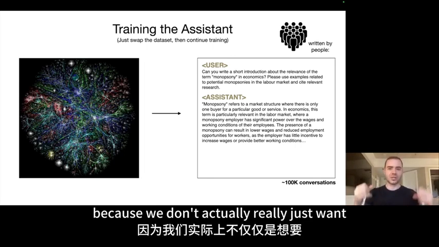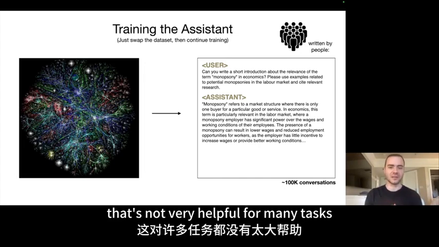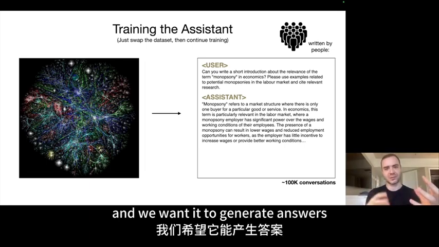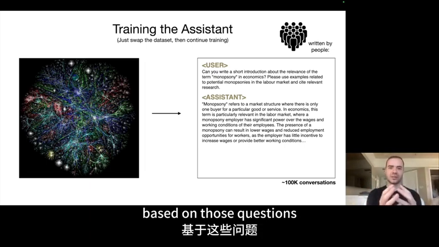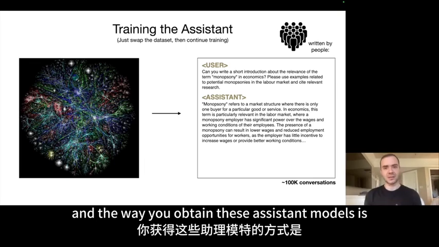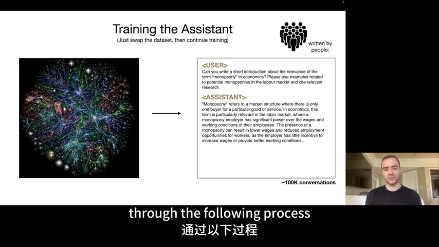Because we don't actually just want document generators. That's not very helpful for many tasks. We want to give questions to something, and we want it to generate answers based on those questions. So we really want an assistant model instead. And the way you obtain these assistant models is fundamentally through the following process.